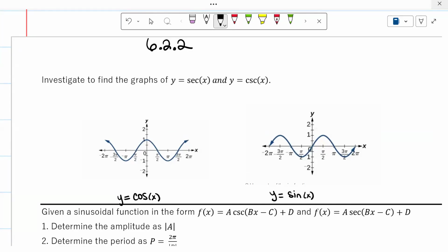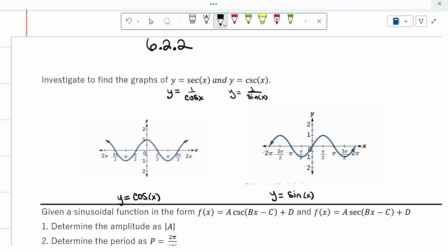Remember, though, that if we take the reciprocal of cosine, we will get secant. So secant is the graph of 1 over cosine. Cosecant is the function 1 over sine, okay? Now, I'm going to focus on just the one on the left for a little bit.